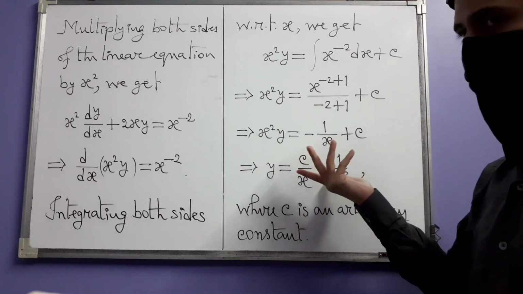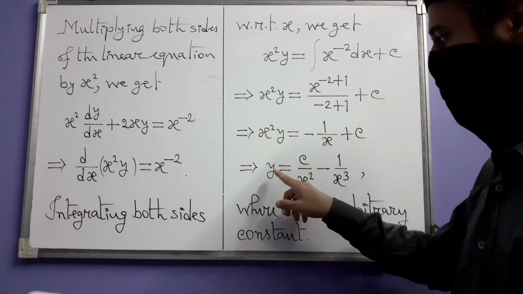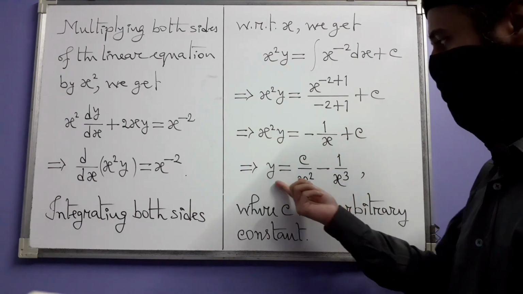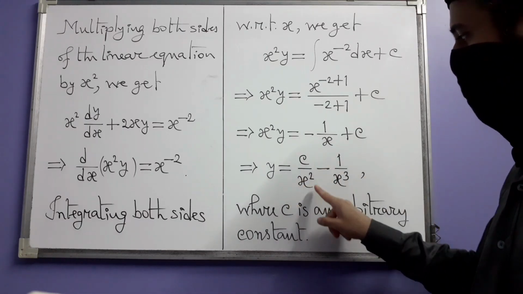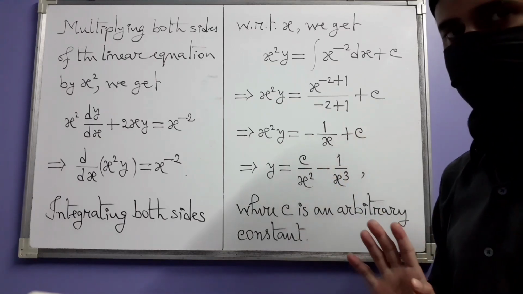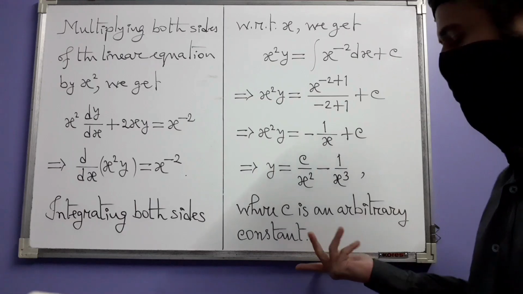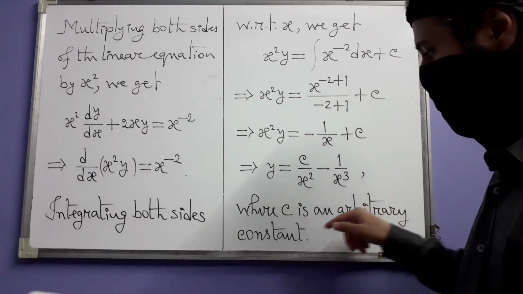And then if you want, you can leave the solution like this, or you can divide both sides by x squared, expressing y as a function of x. y equals c divided by x squared. We decide to write this one first. Minus 1 divided by x cubed, where c is an arbitrary constant. Do not forget to write this, okay?